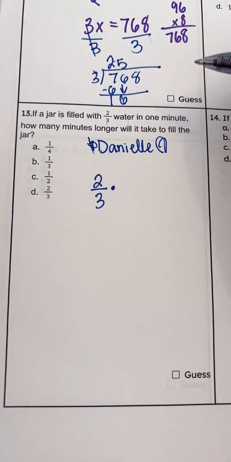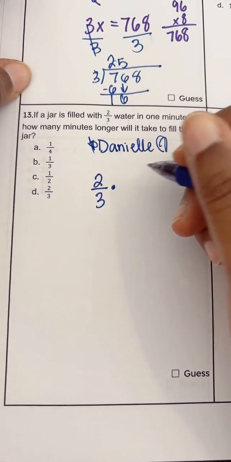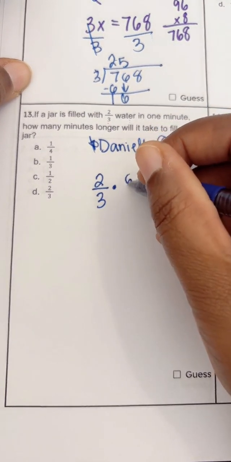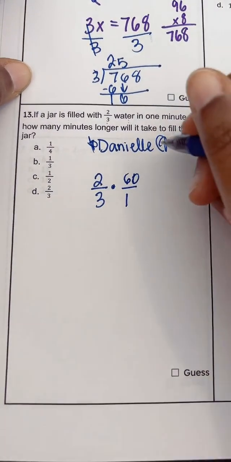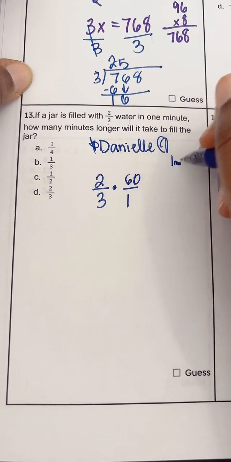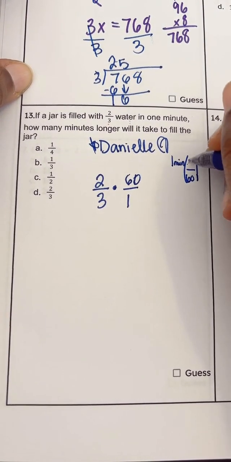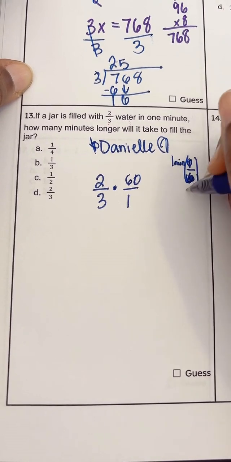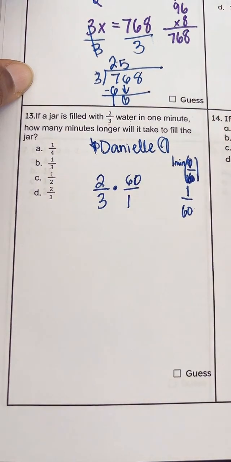Why are we doing 60 over 1? That's okay, we're changing it. Because 1 minute equals what? We're going to do 60 seconds equals 1 minute. Oh, that's why we're doing it. 1 over 60. No, what are we doing?